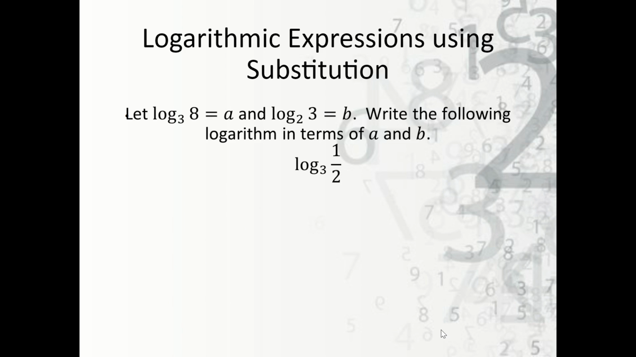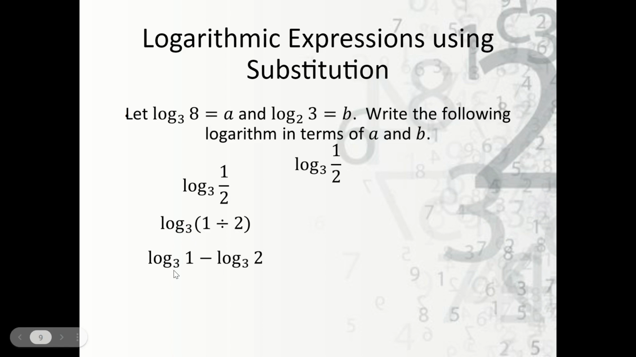Let's look at another example. We have log base 3 of 1/2. So we start with log base 3 of 1/2. That looks kind of like this, but with the wrong base. But let's go ahead and rewrite this. So this is really division, so we can rewrite that as 1 divided by 2, which then we can break up into subtraction. So this is log base 3 of 1 minus log base 3 of 2. Well, log base 3 of 1 is really just 0, right? Because anything to the 0 power equals 1.